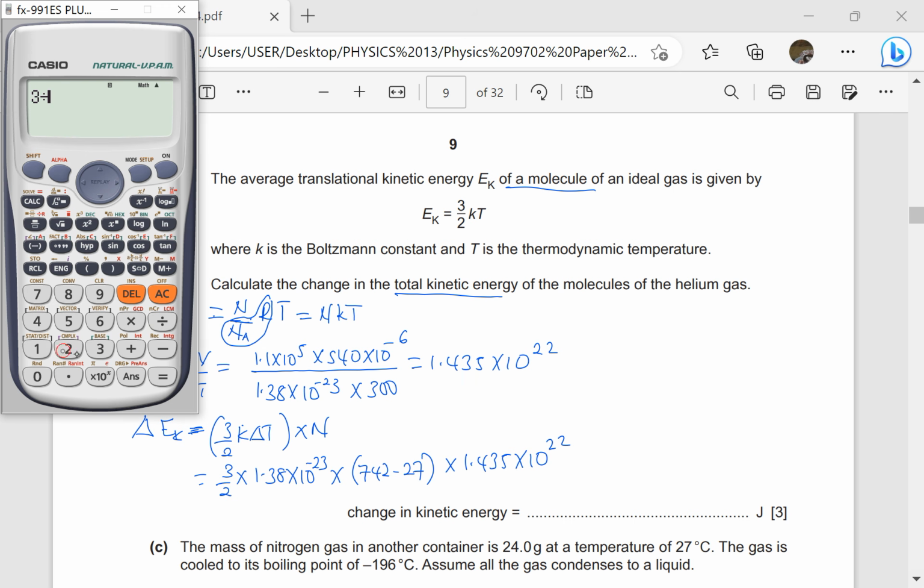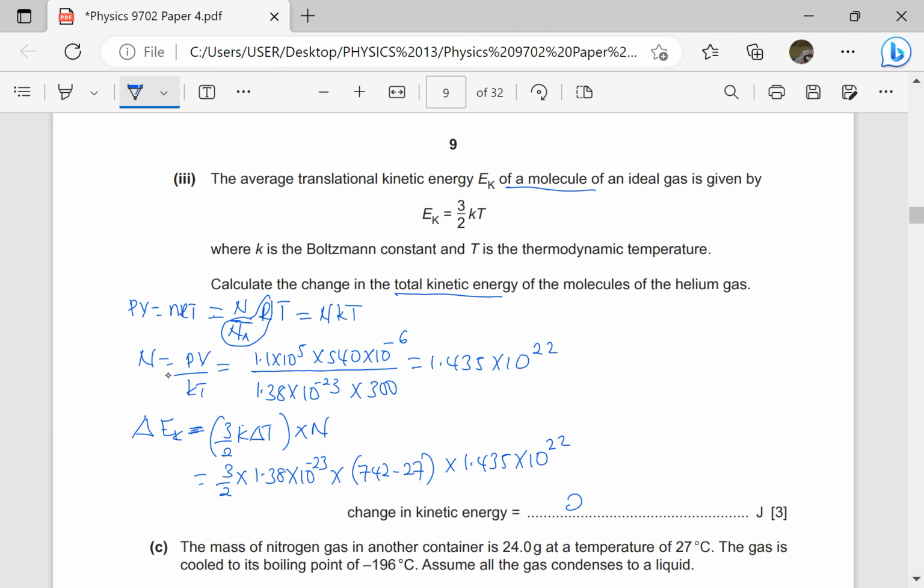So I have 3 divided by 2 times 1.38 exponent negative 23, then times open brackets 742 minus 27, then times 1.435 exponent 22. So I'm getting 212. I'll just write here 212 joules.